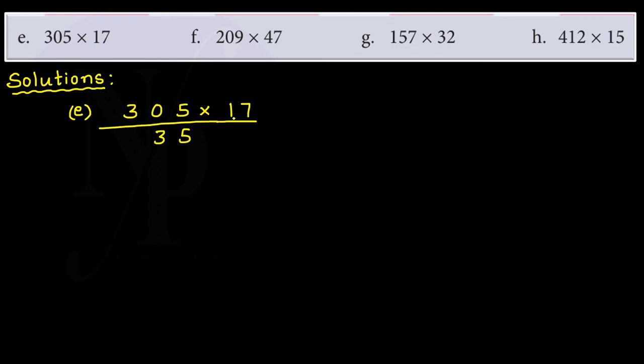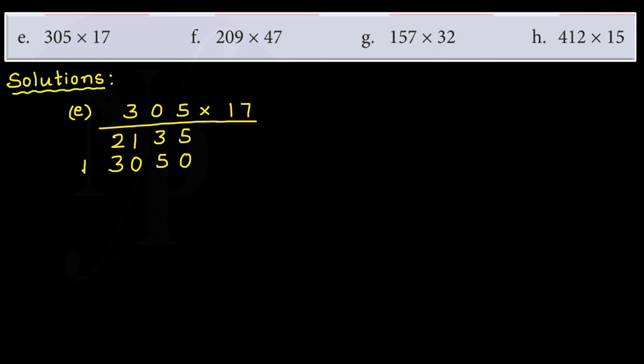So next we multiply 3 by 7. 7 3s are 21. We put a 0 here and multiply by 1. 1 5s are 5. 1 into 0 is 0. 1 into 3 is 3.